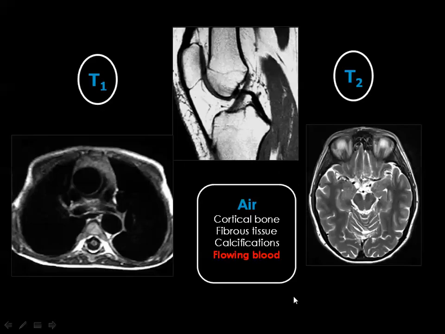Then let us collect the structures that can appear black on both T1 and T2 weighted image. You remember the cortical bone, mature fibrous tissue, ligaments and tendons, and calcification. And we can add air because of the absence of adequate hydrogen, and we can add the flowing blood because the protons are running very fast compared to the speed of imaging.